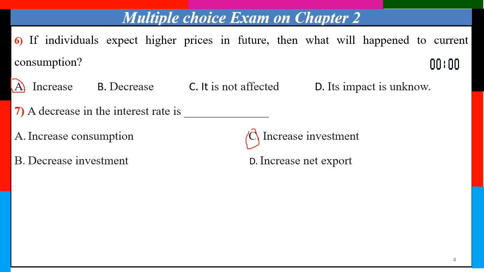The correct answer is C. Decreasing interest rates encourage the investors. Then the investment is what? Increasing. But if the interest rate is increasing, it causes the investors to cut the investment. But when the interest rate decreases, the investment increases.